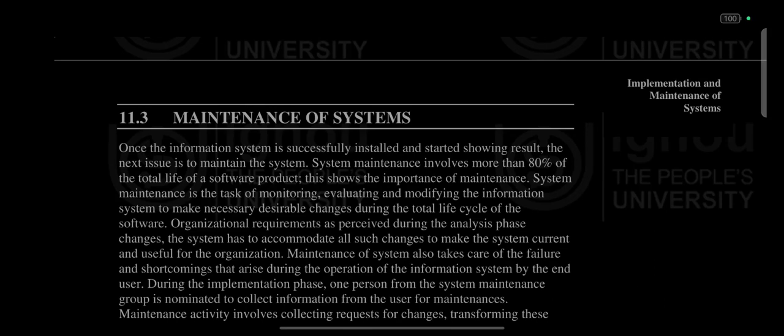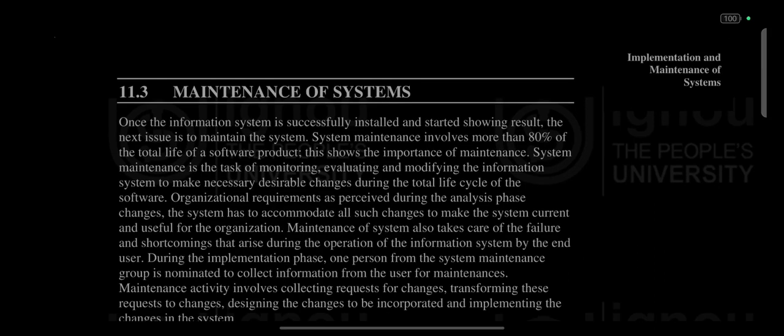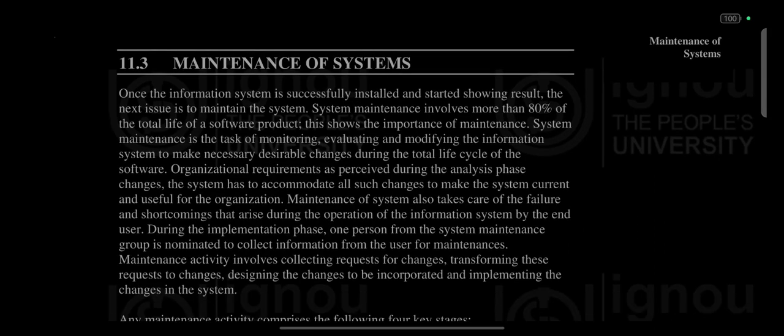System maintenance is the task of monitoring, evaluating, and modifying the information system to make necessary desirable changes during the total life cycle of the software. Organizational requirements as perceived during the analysis phase change. The system has to accommodate all such changes to make the system current and useful for the organization.